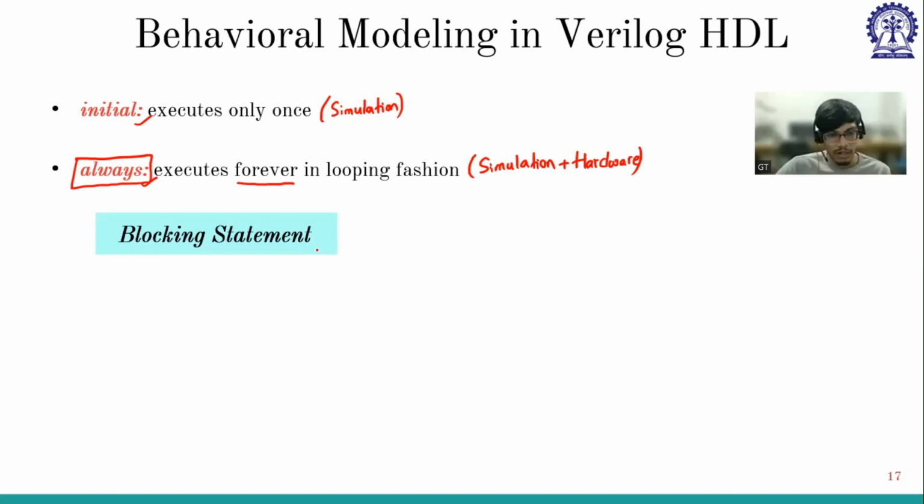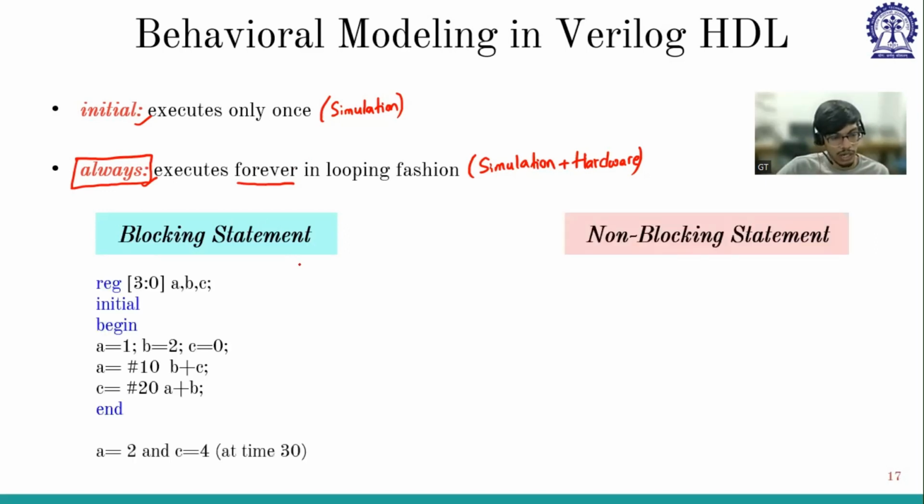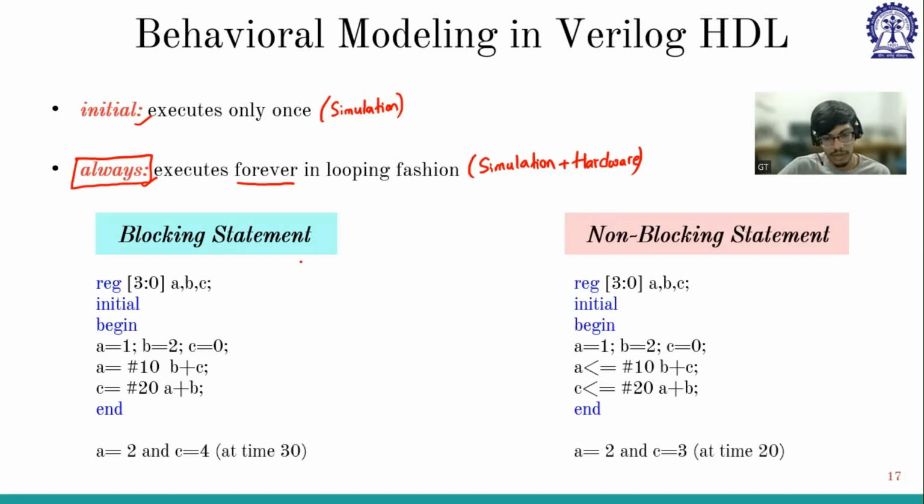So, blocking statement. In the blocking statement, we use equal to. In the non-blocking statement, we use less than or equal to. You can use this procedural statement either under initial or under always. Initial means it will execute only once, and again it is for simulation. When we are dumping into hardware, it does not make any sense. So initial is only for simulation. When implementing hardware, you should not use initial, you should use always.